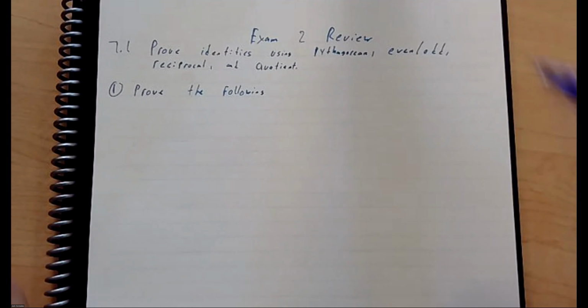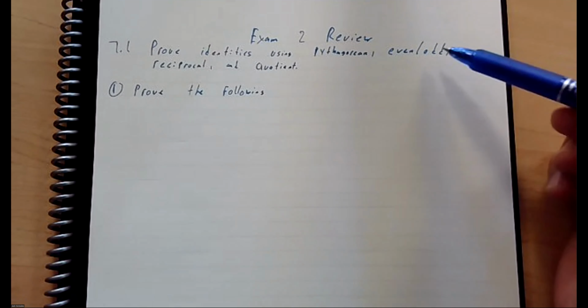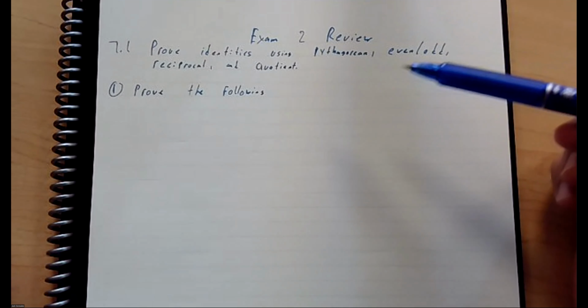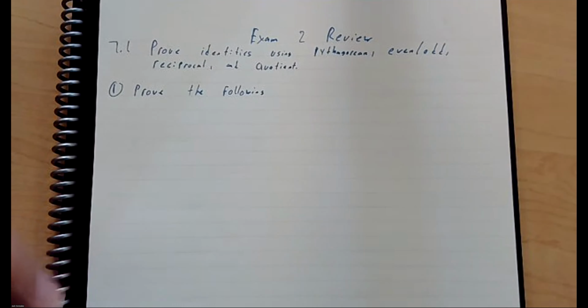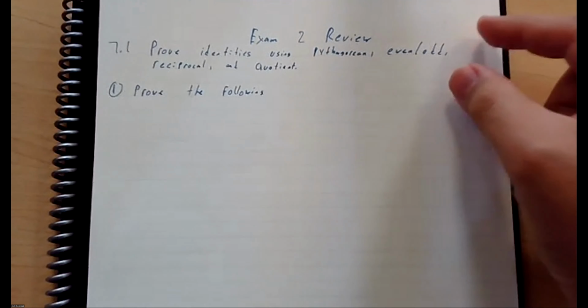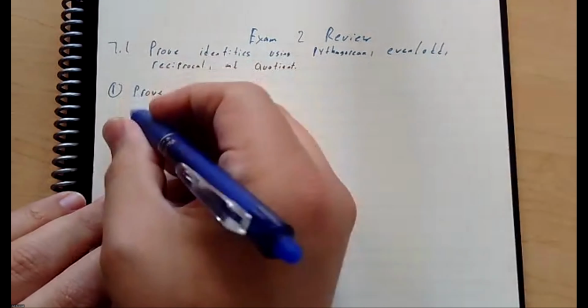7.1, verify identities using Pythagorean, even and odd, reciprocal, and quotient. And of course, as we move forward, those might be needed no matter what, right? They keep coming up over and over again. All right, so prove the following.